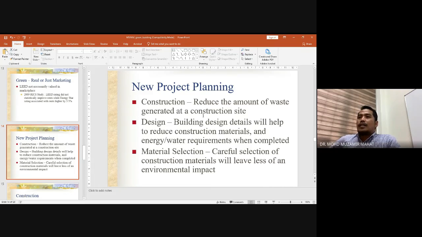Okay. Design. In terms of design, building design detail will help to reduce construction materials and energy and water requirements when completed. Material selection. This is our part. Careful selection of construction material will leave less of an environmental impact. So as material scientists, we should be able to provide advice and instruction so that the right material will be selected to build a green building.